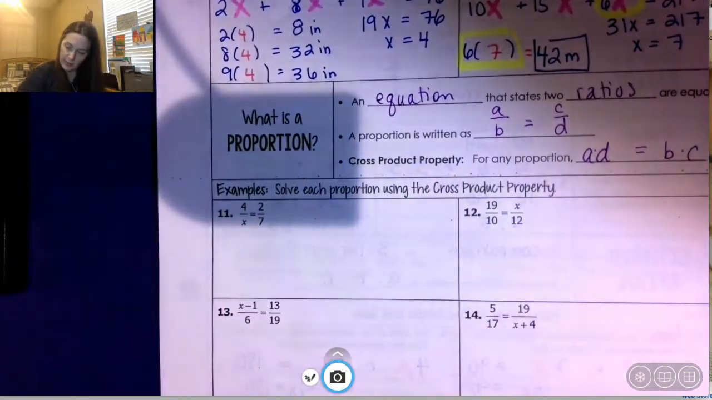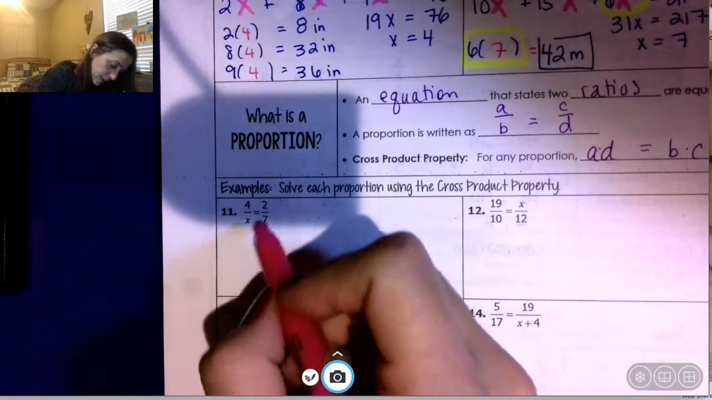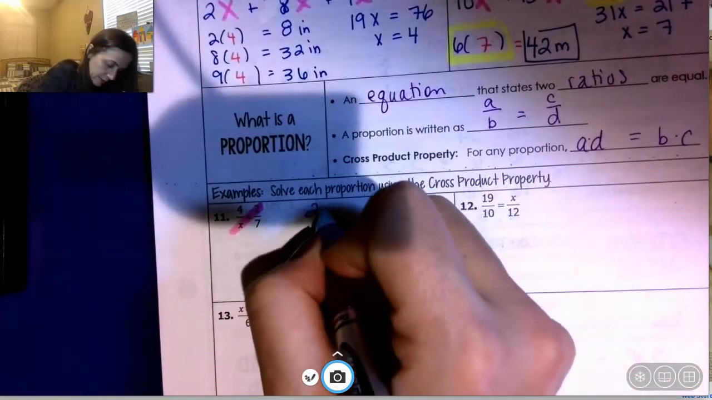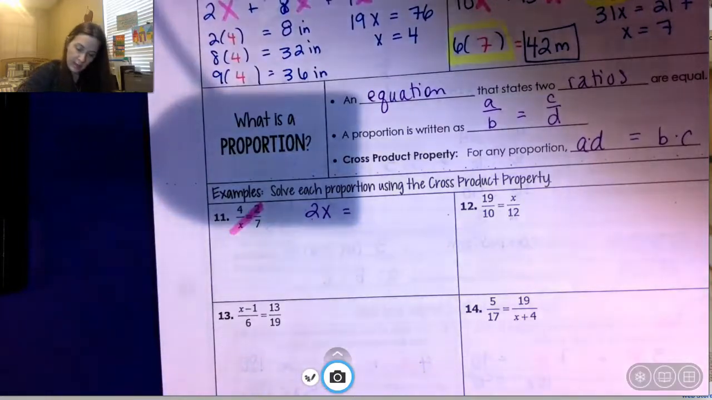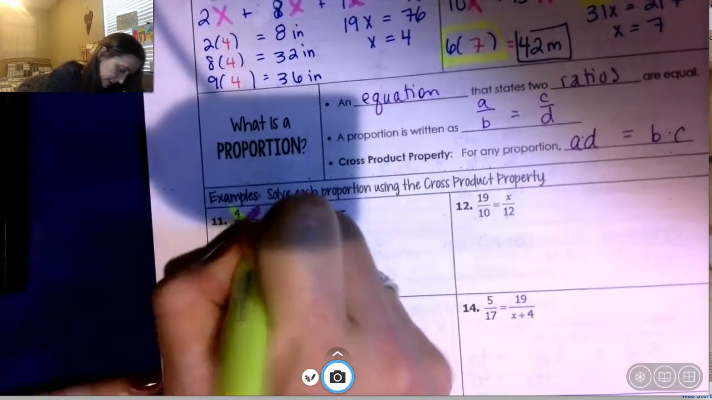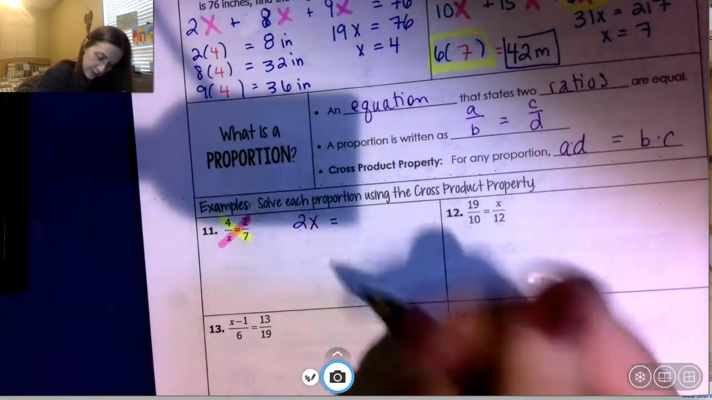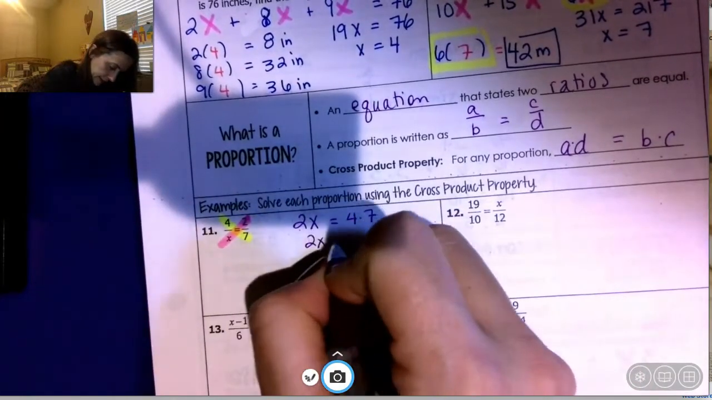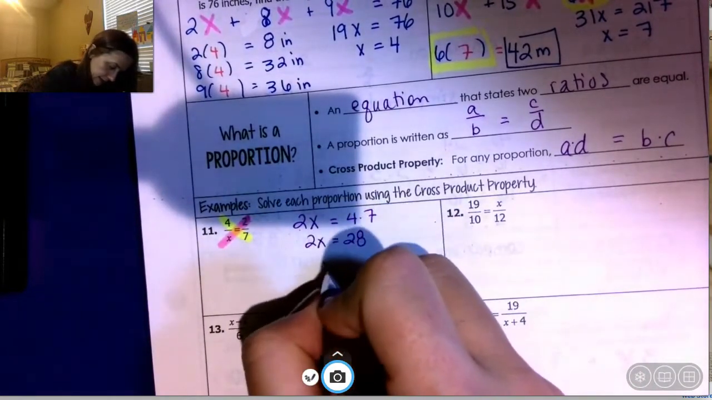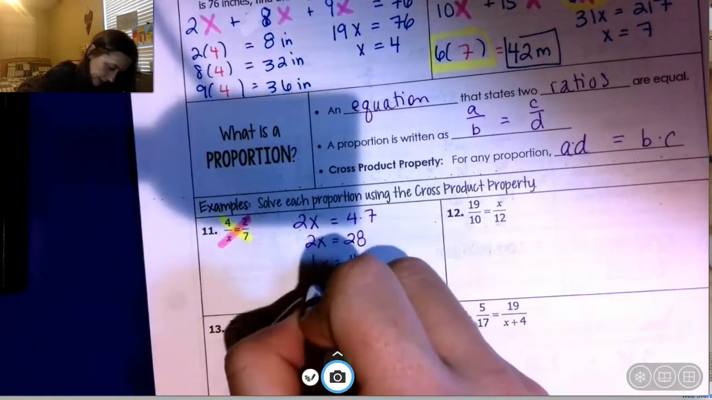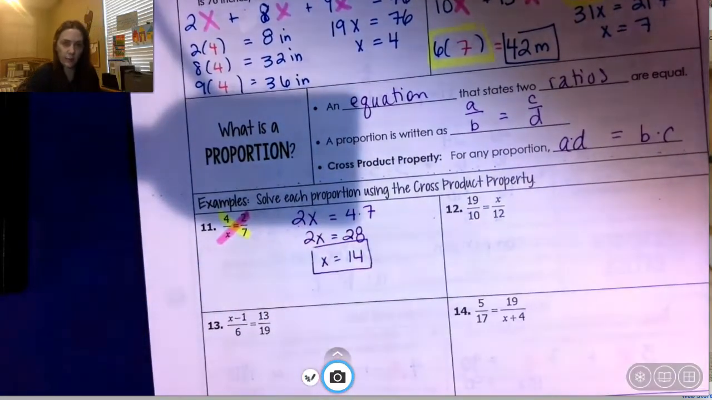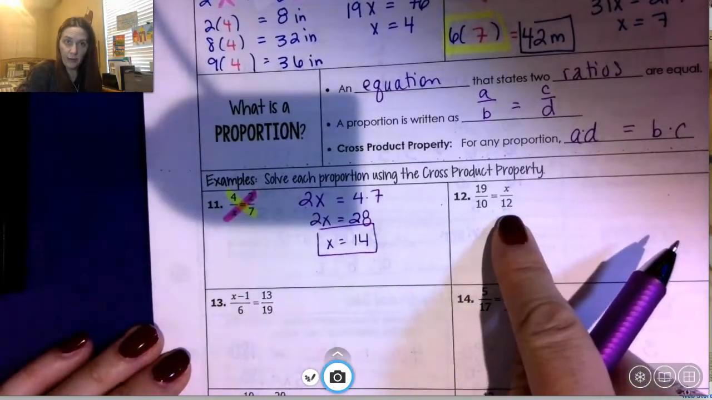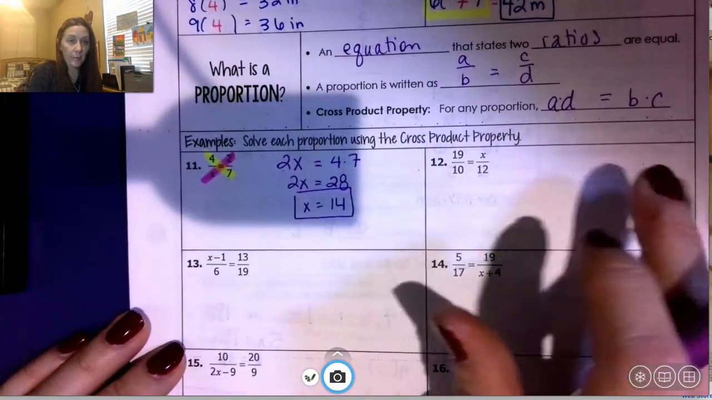My cross product, so remember multiplying across, I'm going to do 2 and x. I'm going to make 2x. I want the variable over here on the left, so I'm going to do that one first. The next one here is going to be 4 times 7. 4 times 7, end up with 2x equals 28, and x equals 14. We're just solving the proportion, you're just solving for x. Do the same thing with 12. I'll come back and I'll give the answer to you for that one in a moment.